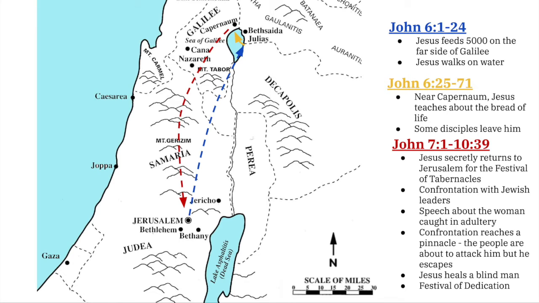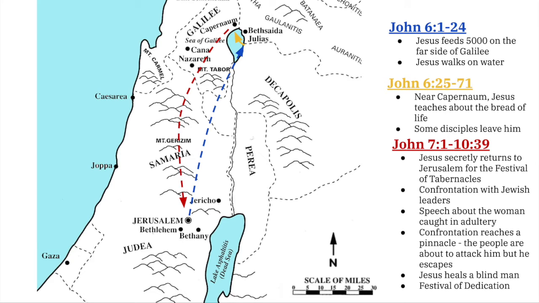Jesus secretly goes down there for the Festival of Tabernacles, and he spends a lot of time in confrontation with Jewish leaders down there, including where he reaches a pinnacle of confrontation. This is in chapter 8 primarily, where he says some stuff that is so offensive that they get ready to attack him. They're ready to kill him. They pick up stones to kill him, but Jesus is able to escape.